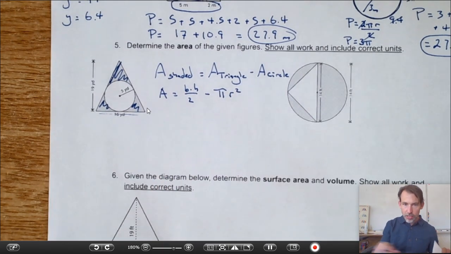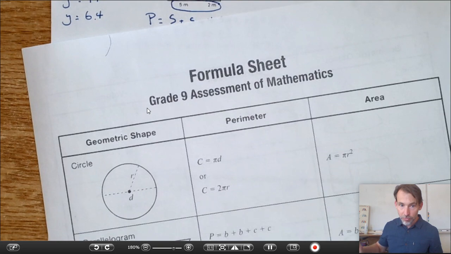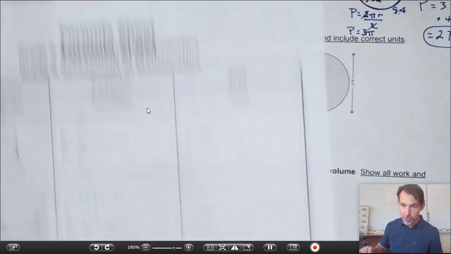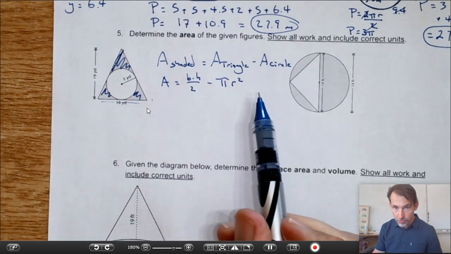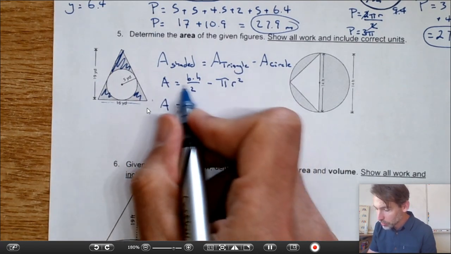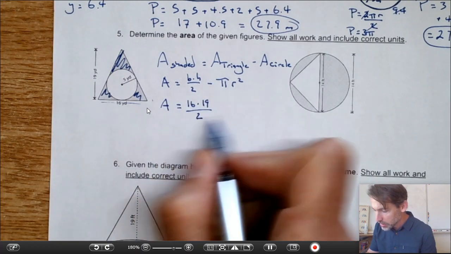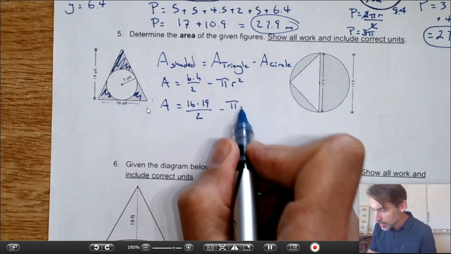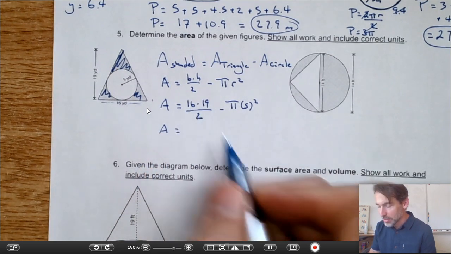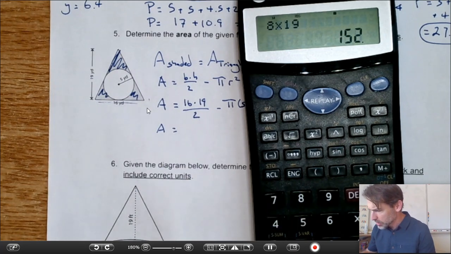Where'd you get those, Mr. Jennings? From your formula sheet. Okay, so you got pi r squared there for area of the circle. You've got the triangle here, 1/2 base times height, or base times height over 2. So just put in your formulas and then substitute in your values. The area here is equal to 16 times 19 divided by 2 minus pi times 5 squared. So the area is equal to 8 times 19, because I divide 16 by 2, it's just easier.